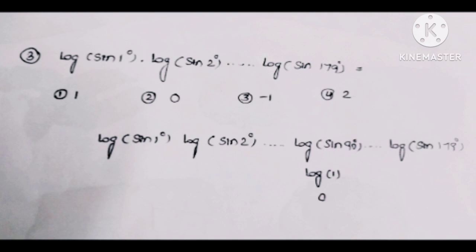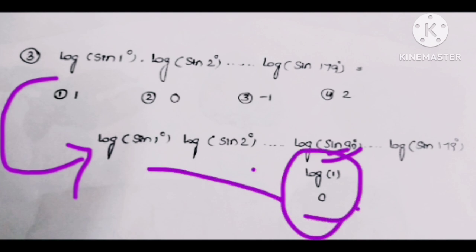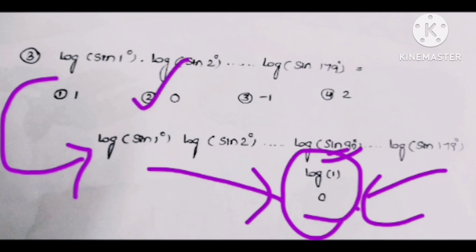So here I am writing this question as log of sine 1 degree into log of sine 2 degrees into, in the middle I am taking the value log of sine 90, into the last value log of sine 179. Okay, sine 90. What is the value of sine 90? 1. Log 1 is equal to 0. So 0 into anything is equal to 0. So the final answer is equal to 0. That is nothing but the second option.